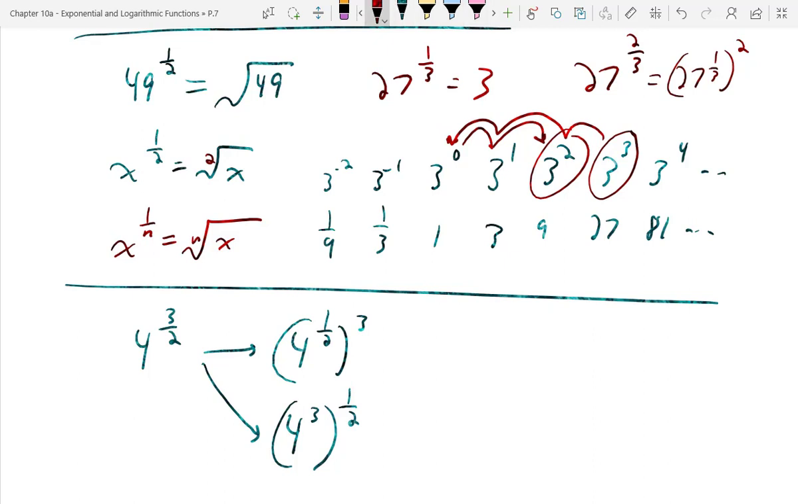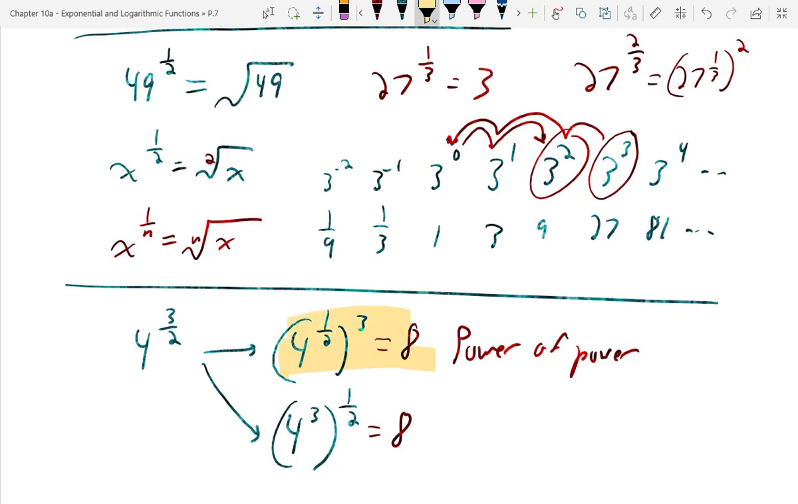If you remember the power of powers rule, it says that when we raise a power to another power, we multiply the powers. So all I'm doing is pulling them apart again, so we can deal with each part separately. What is 4 to the 1/2? 2. And 2 to the 3rd? 8. What is 4 cubed? 64. 64 to the 1/2? 8.